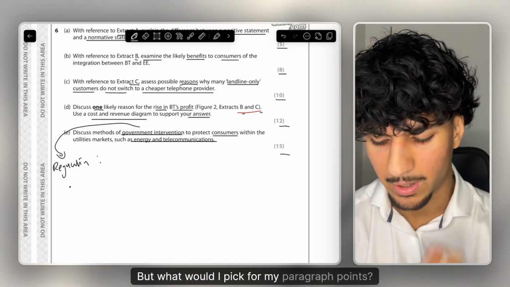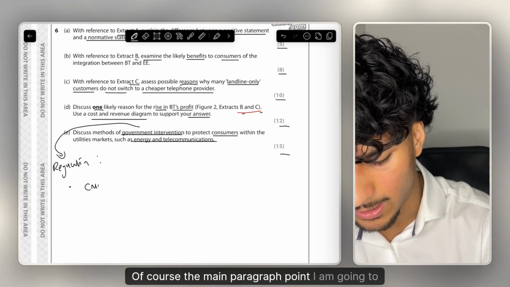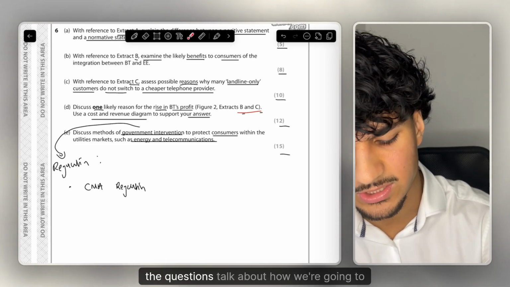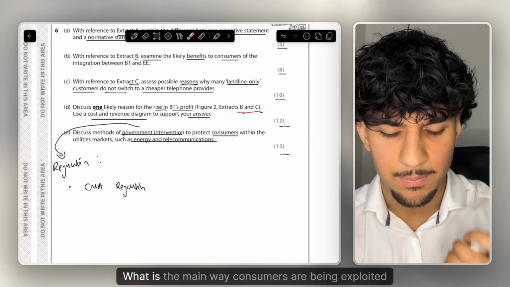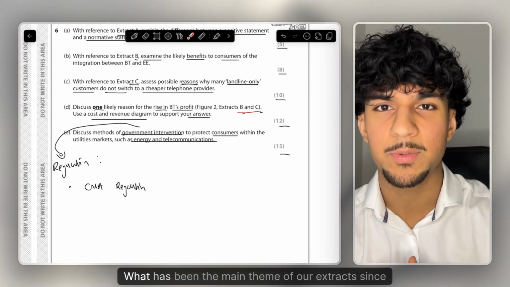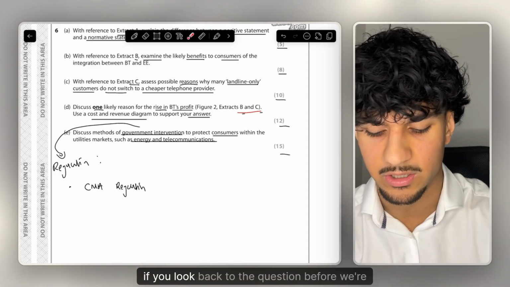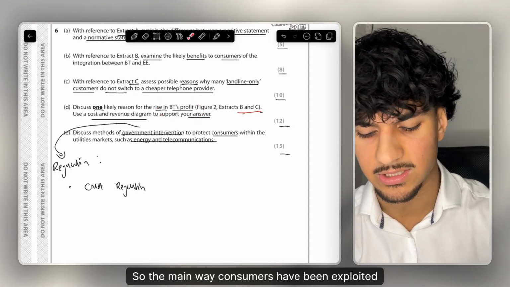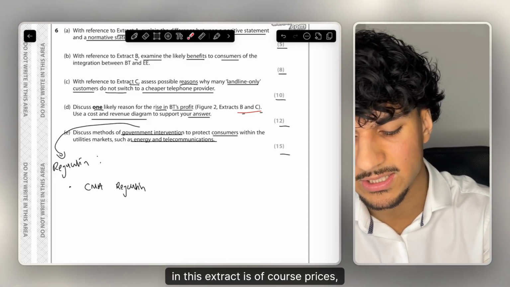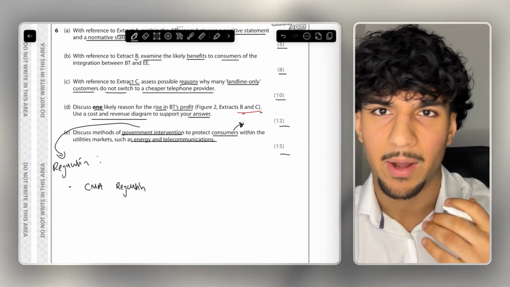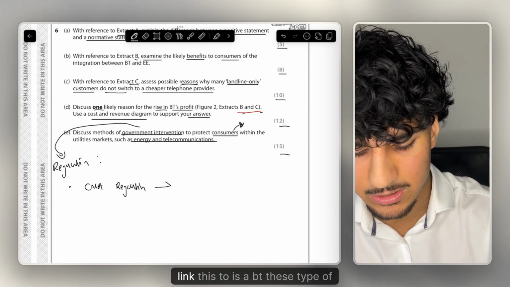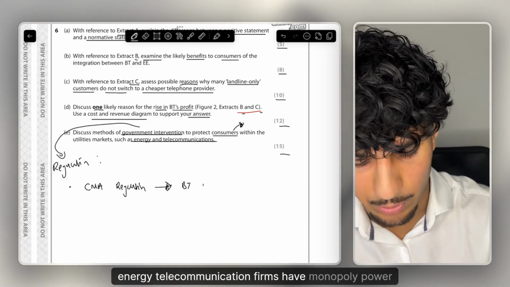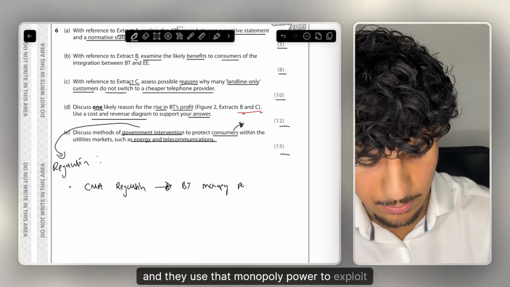But what would I pick for my paragraph points? The main paragraph point I am going to talk about is just the CMA regulating. If you think about the theme of the question, it talks about how we're going to protect consumers. What is the main way consumers are being exploited here? What has been the main theme of our extracts? If you look back to the question before, we were thinking about profits. So the main way consumers have been exploited in this extract is prices. Prices have risen too high, and why is that? The way I'd link this is that BT and these types of energy and telecommunication firms have monopoly power, and they use that monopoly power to exploit consumers.